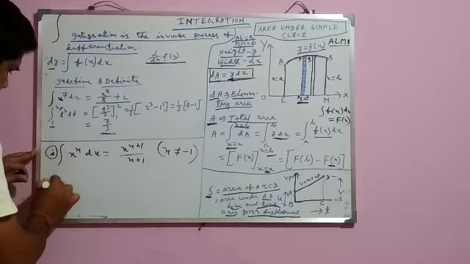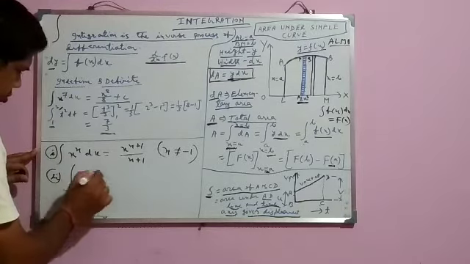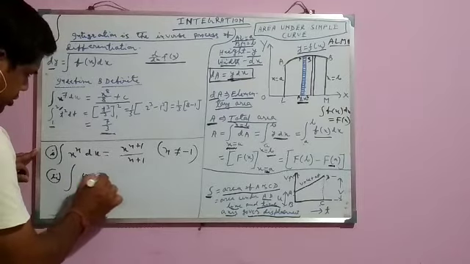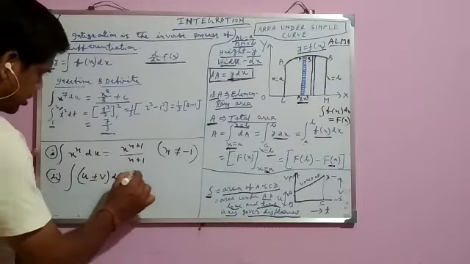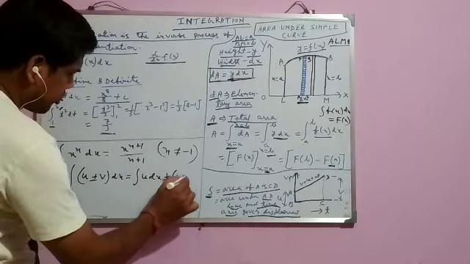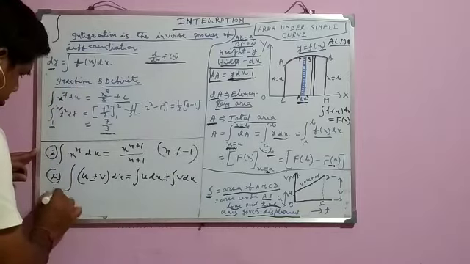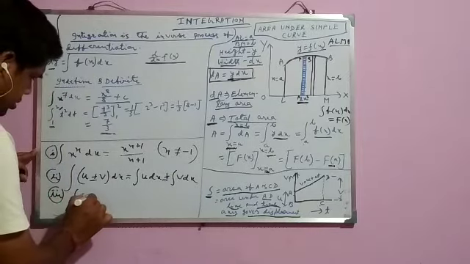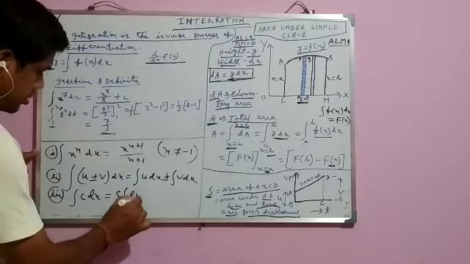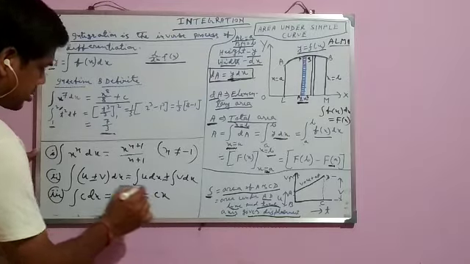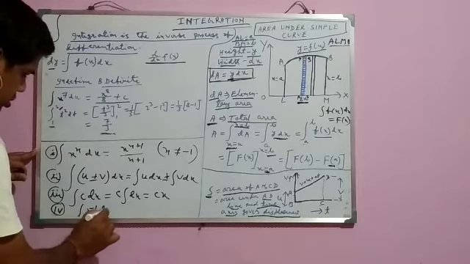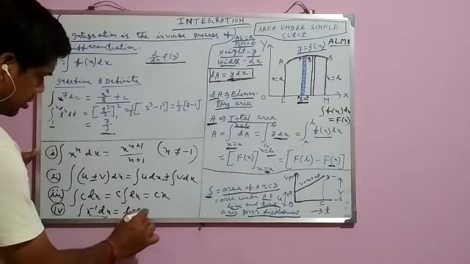Number 2: if it is given u plus minus v dx, then the integration we can write as the integral of u dx plus minus the integral of v dx. Number 3: if it is c dx, where c means a constant, we can write c x. Number 4: x to the power minus 1 dx is equal to log e of x.